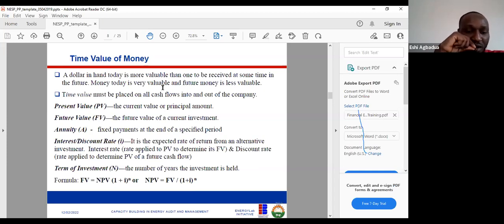So the basic formula is this: future value is equal to present value, looking at the interest rate and the number of years.